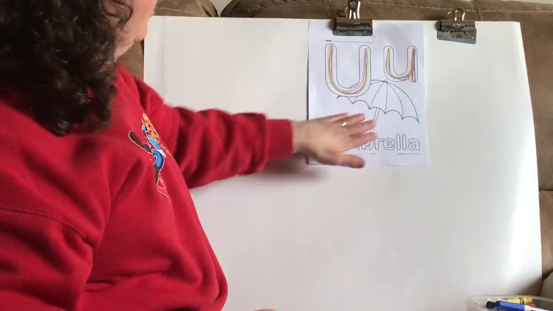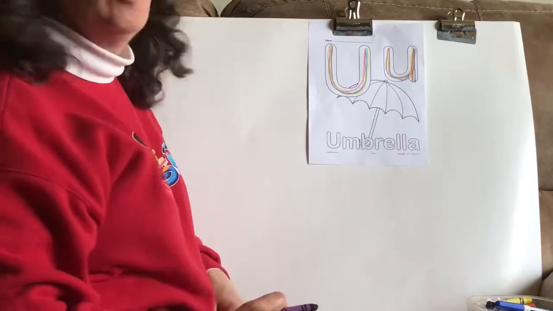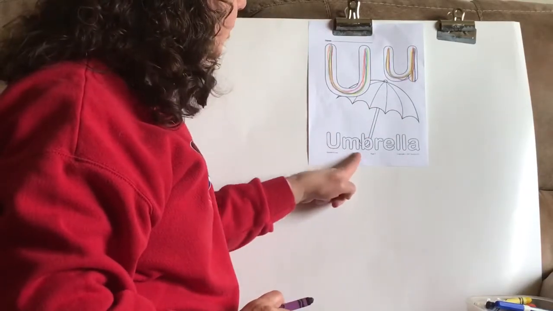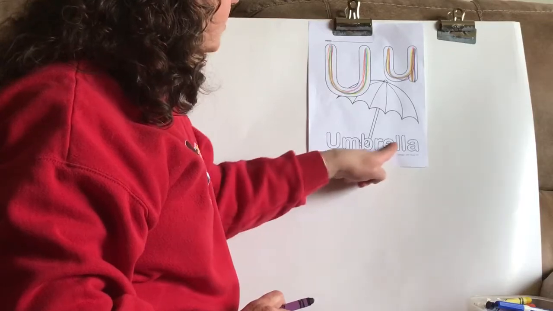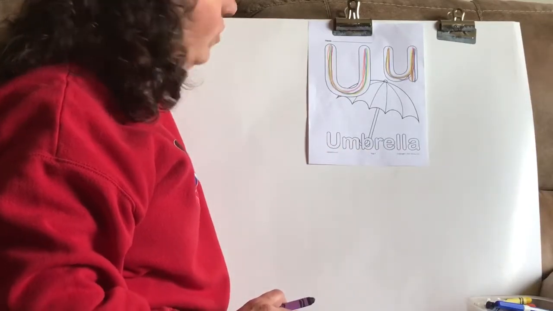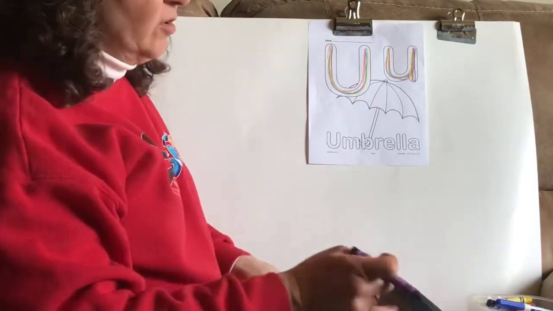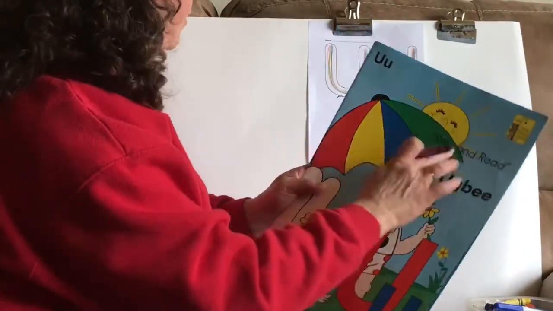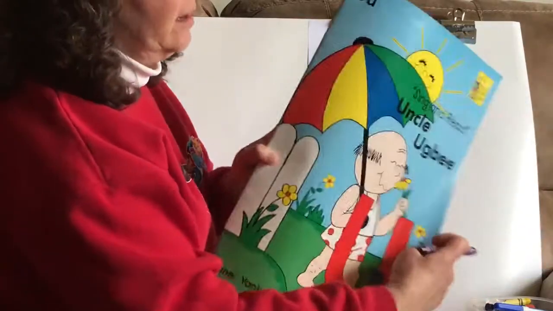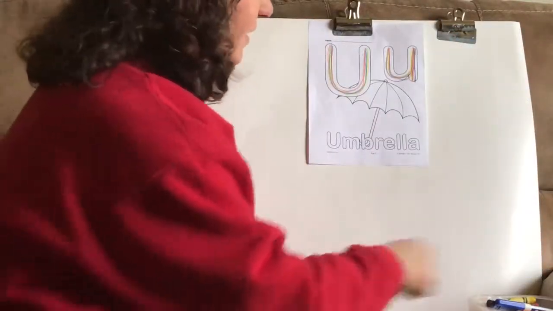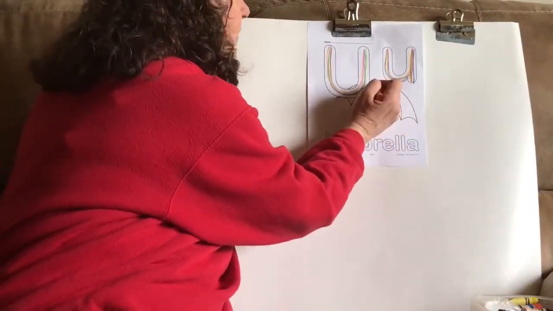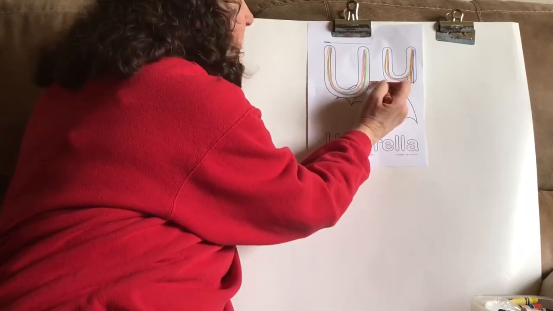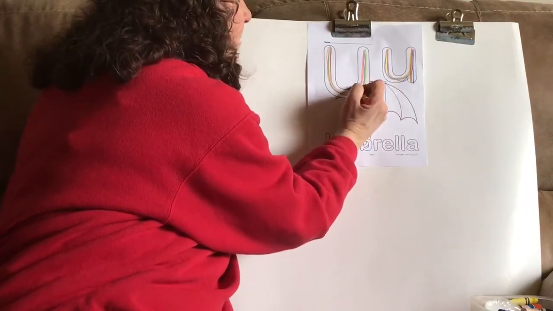All right, and down here we have a picture of an umbrella. And here's the word umbrella. So you can color your umbrella however you want. If you remember Uncle Ugby's umbrella, it was all different colors. So maybe we can make our umbrella different colors like Uncle Ugby's umbrella. You can use whatever colors you want, but we're going to make mine like Uncle Ugby's umbrella was.